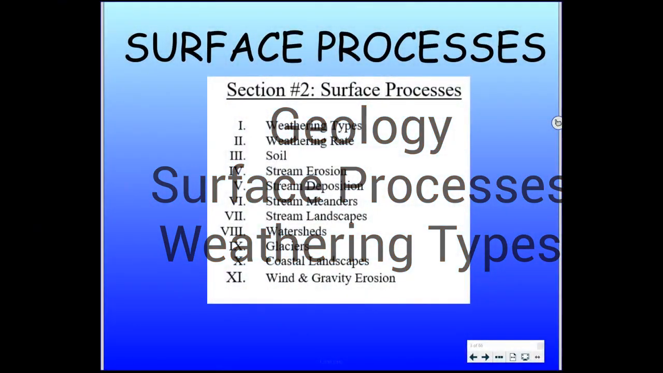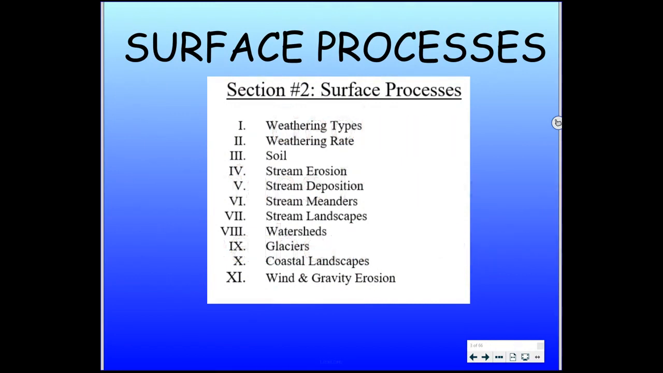So here we are going to start our section number 2 in our geology notes. If you open up your green notebook to page 27, we're going to talk about the different types of weathering. So we're moving on to section number 2, which is surface processes, meaning what happens on the surface.